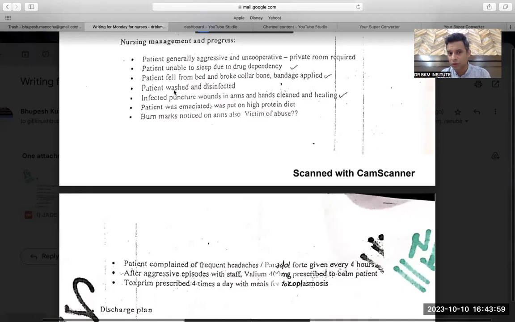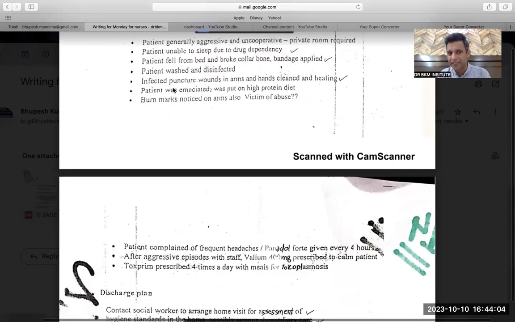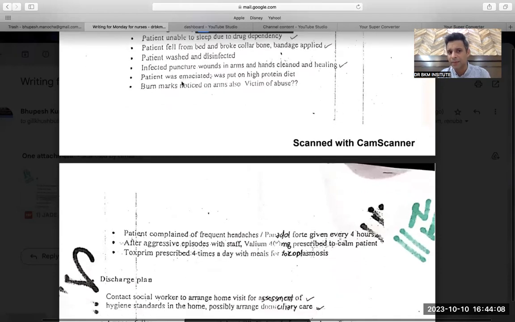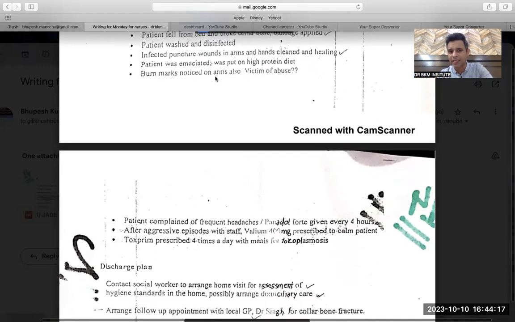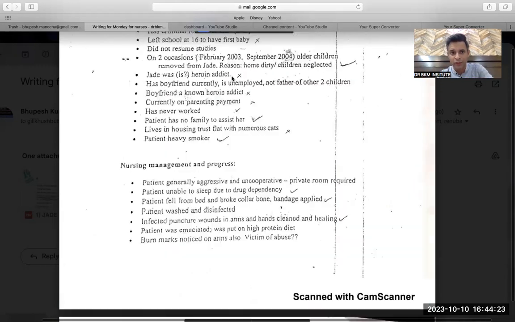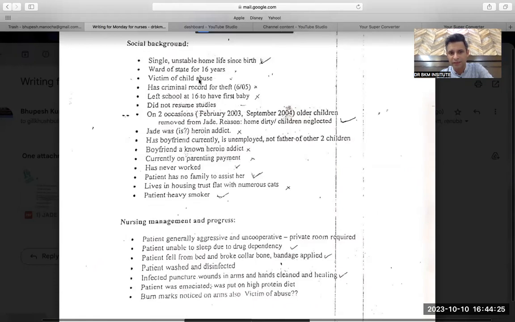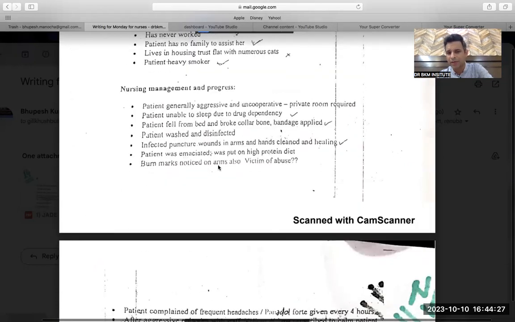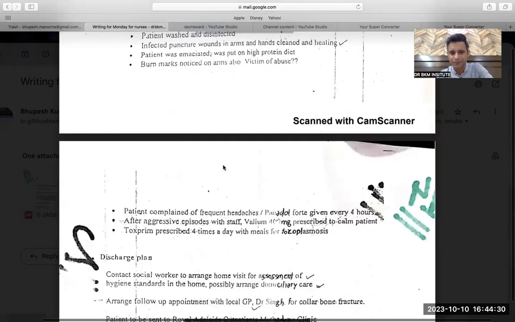Patient was washed, so the wound was washed. Wound was washed, disinfected. Infected puncture wounds in the arms, hands were cleaned, healing. Patient was emaciated, so was put on high protein diet. Emaciated means she was too thin, she was not eating food, so she was put on high protein diet. Burn marks noticed on the arms, also victim of abuse. So she has been a victim of abuse in the past, which we already know, that she was victim of child abuse, and burn marks noticed on the arms as well.